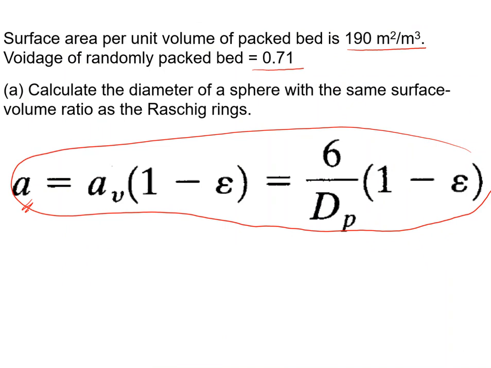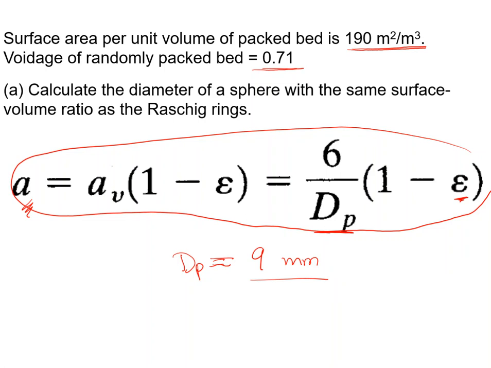Now A is given to you, which is equal to 190. Epsilon is given to you, which is 0.71. And this is your unknown, which is dP. So please solve for dP, and you should get something close to 9 millimeters. Not exactly, but close to 9 millimeters, which means that those are small Raschig rings, almost one centimeter long.